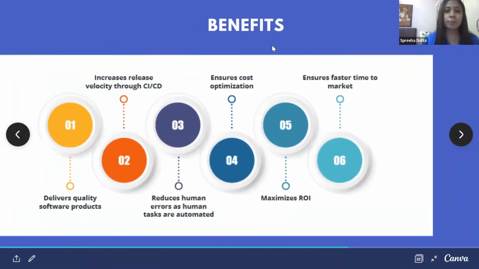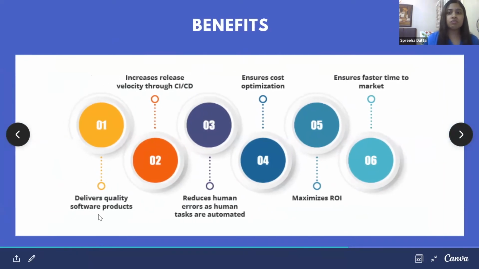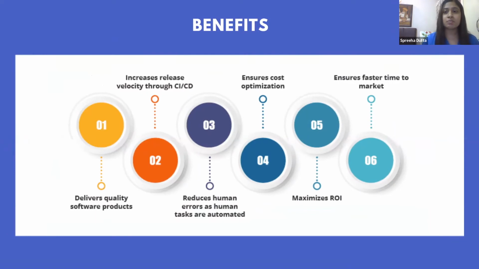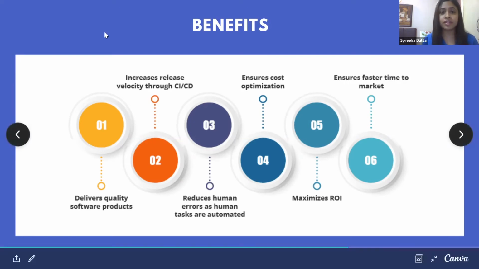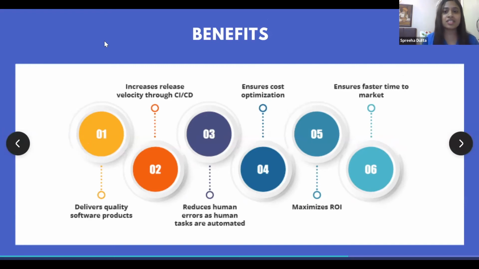Next, we have the benefits of automation here. When we write automation scripts, because human error is reduced, we deliver quality software products and increase release velocity through CI/CD. Nowadays, almost in all projects, CI/CD is also DevOps. Knowing DevOps is an important skill. Just writing our automation scripts won't do; maintaining them and maintaining the releases through CI/CD is also important. CI/CD means continuous integration, continuous delivery.